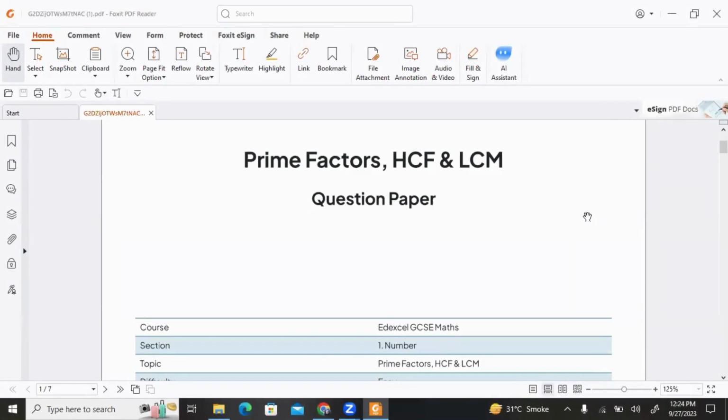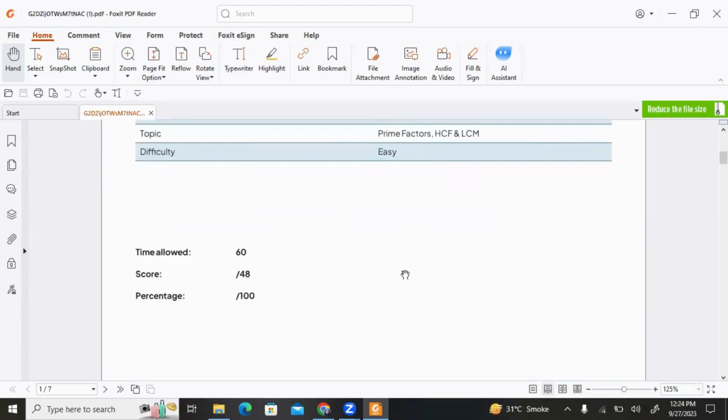And today we're going to do prime factors, highest common factor, and lowest common multiple for the Edexcel course. So we're going to start with some easy questions to build on the basics, and then we can move on to more advanced questions.